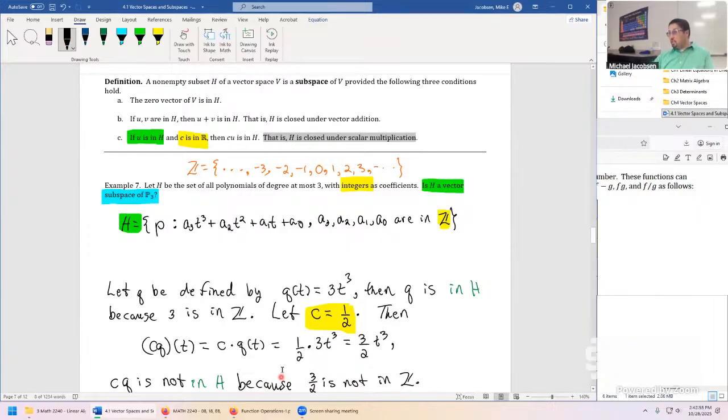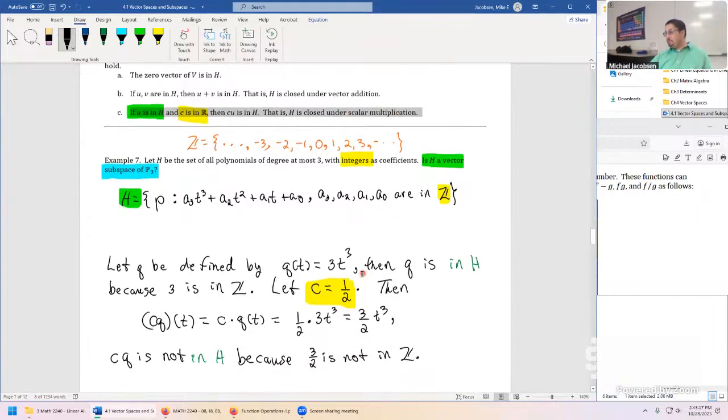So finally, our work is done. We showed that this closure property fails. It looks like it has a 0 vector. It certainly does if we investigate it further. It certainly looks like it's closed under vector addition. It turns out that really is true. But we didn't have to show any of that. That would have been a lot of busy work, really, because it fails spectacularly under scalar multiplication. Pick a pretty tame-looking scalar, 1/2, and you have left the set H. You no longer have a degree at most 3 polynomial with integer coefficients because 3/2 is not an integer.